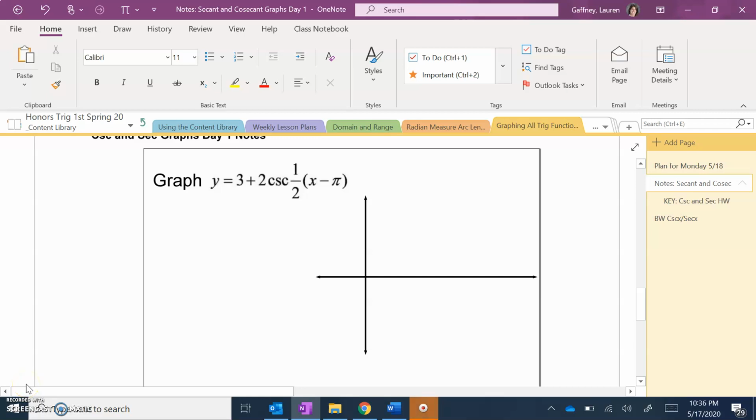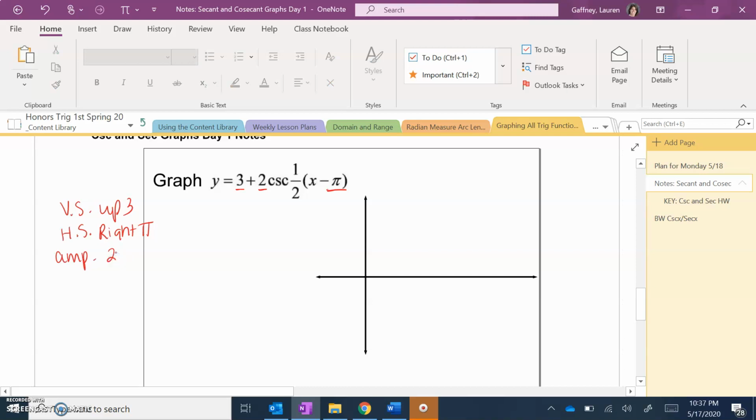All right, in this video, I'm going to go through one cosecant and one secant example where there are actually transformations done to it. So let's start first of all. We have a vertical shift. Parts of this are going to be the same. That is up 3. Okay, we have a horizontal shift right here. That is right by pi. Okay, our amplitude is 2.